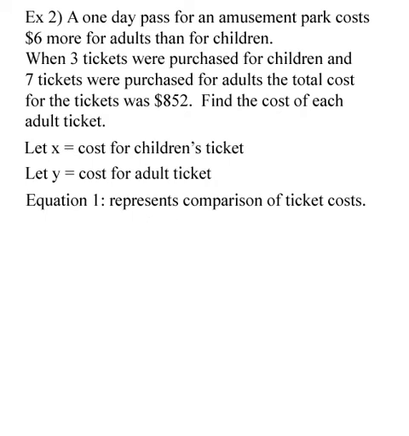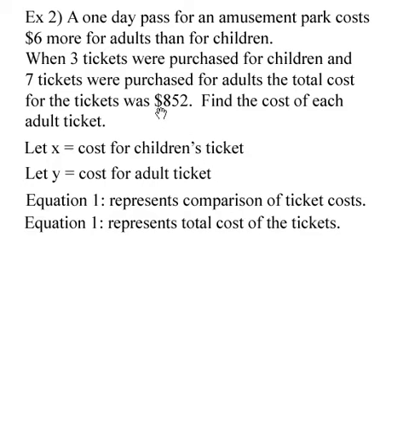Our second one, again, is going to come from the dollar amount, the total cost of the tickets, which was $852. So let's get these equations set up. Y, which represents the adult tickets, cost is 6 more than the children's ticket. So Y equals X plus 6 is our first equation.